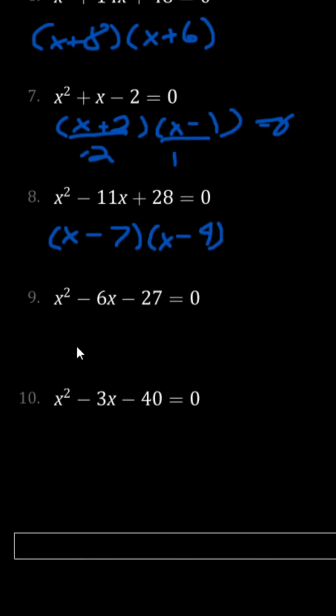All right, long day. Question 9. X squared minus 6x plus 27. 27 has factors of 1, 3, 9, and I think just 27. We know 3 and 9 can sum to negative 6 if the 9 is negative and the 3 is positive. So we have x minus 9 and x plus 3. On to question 10.